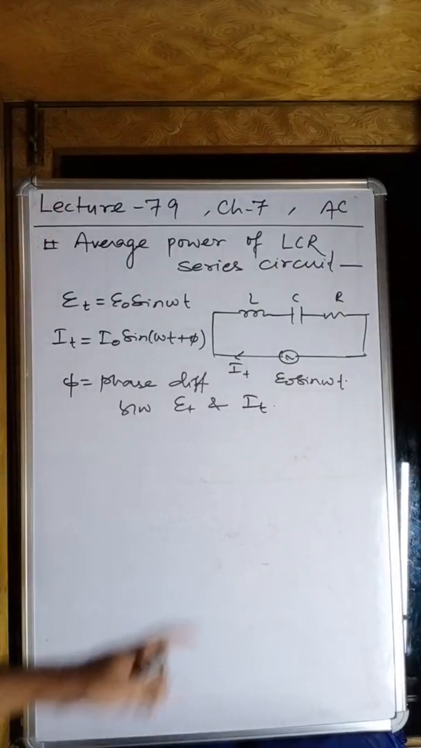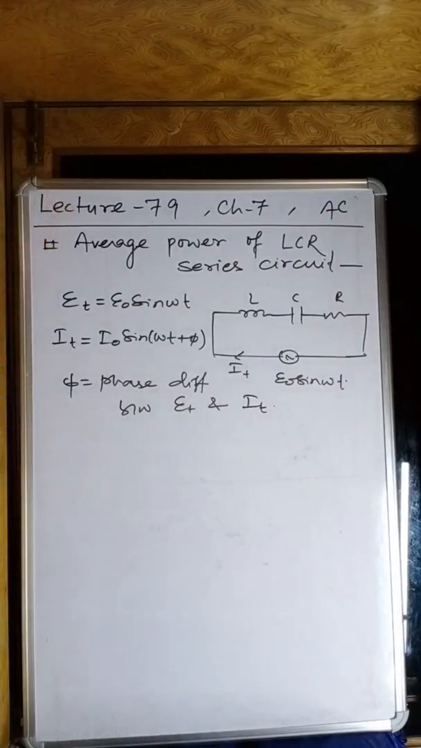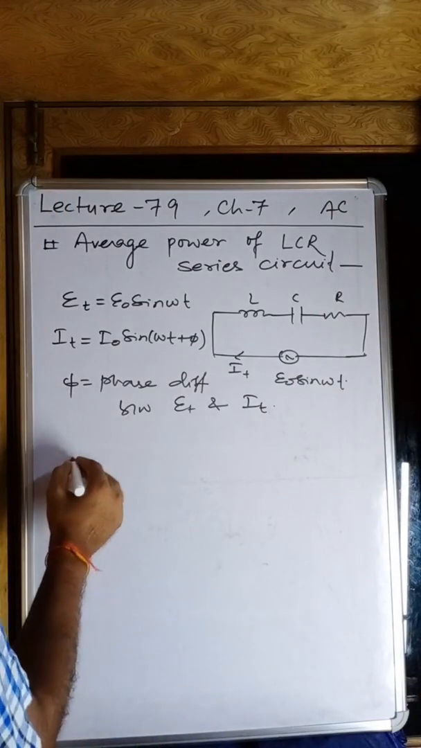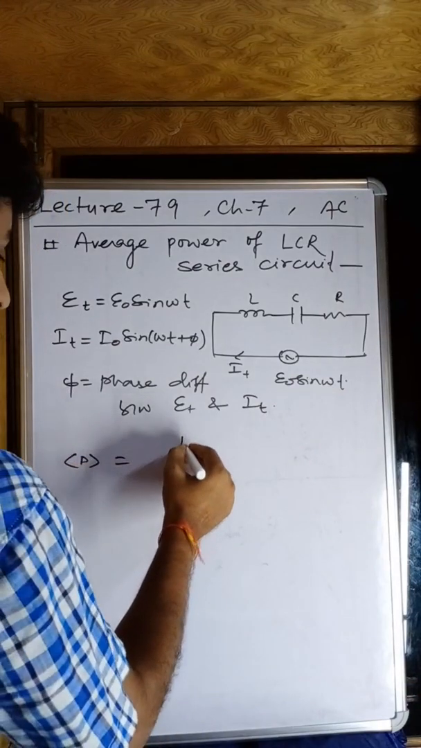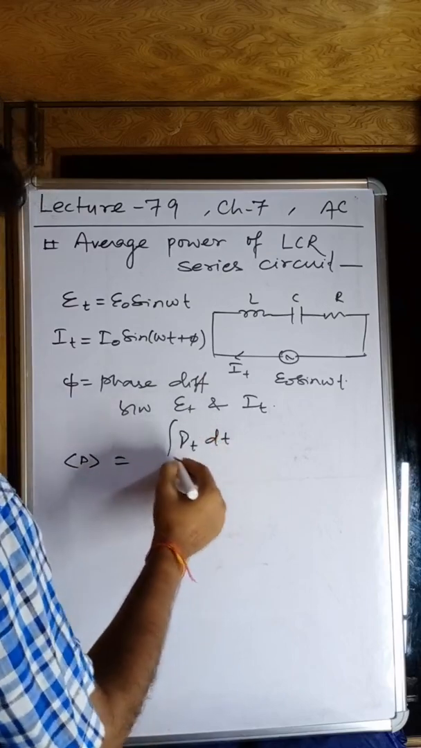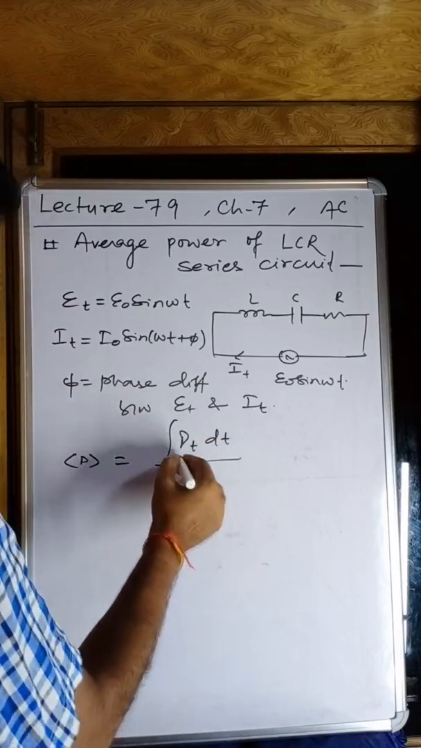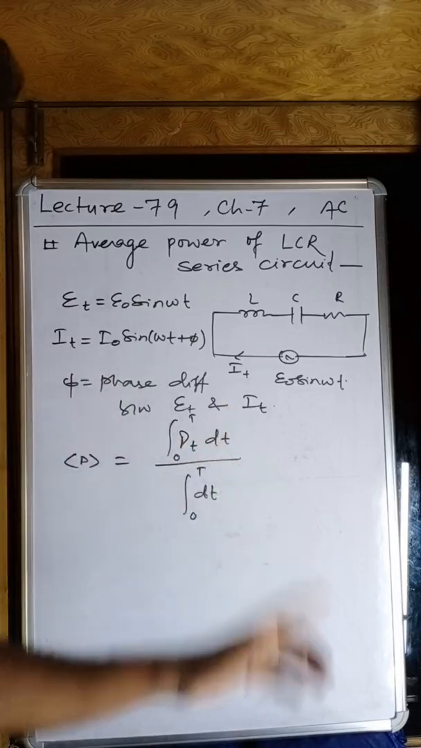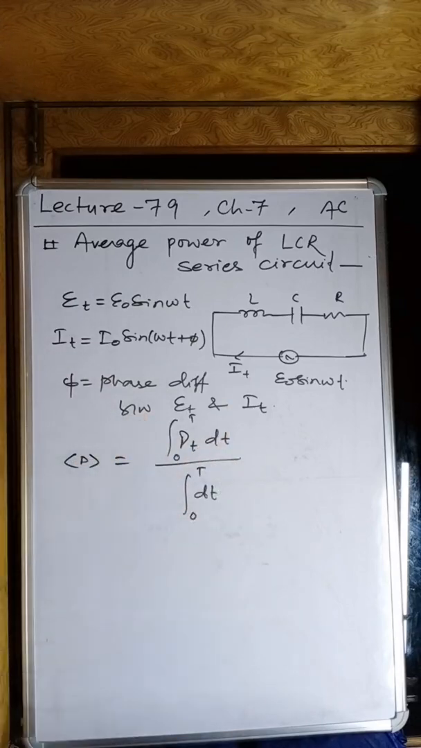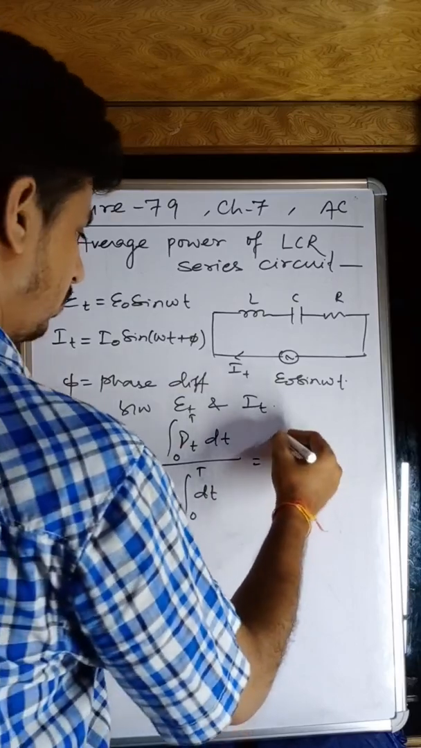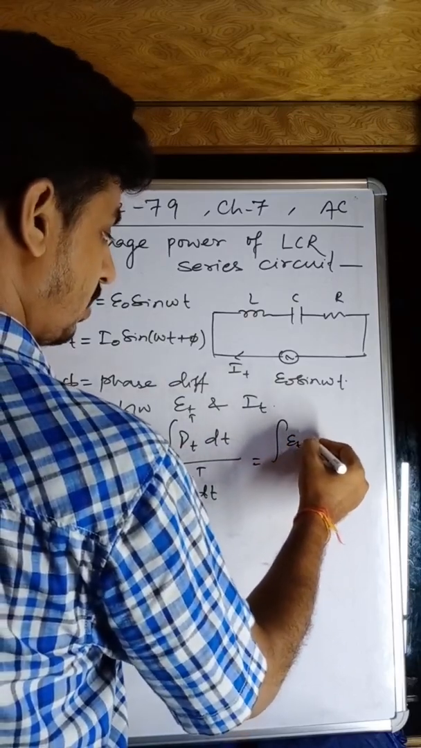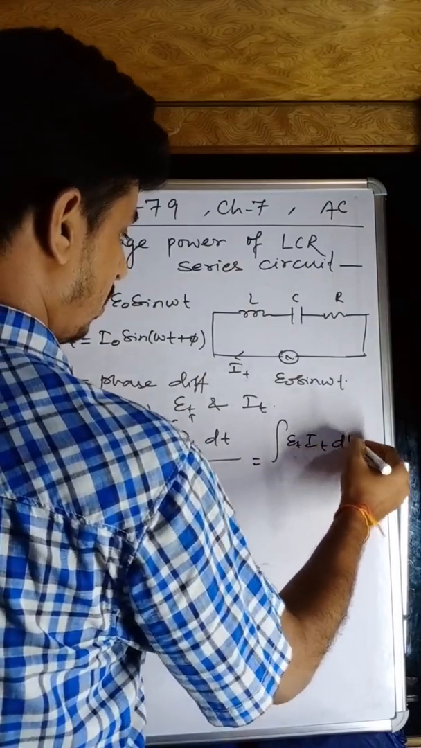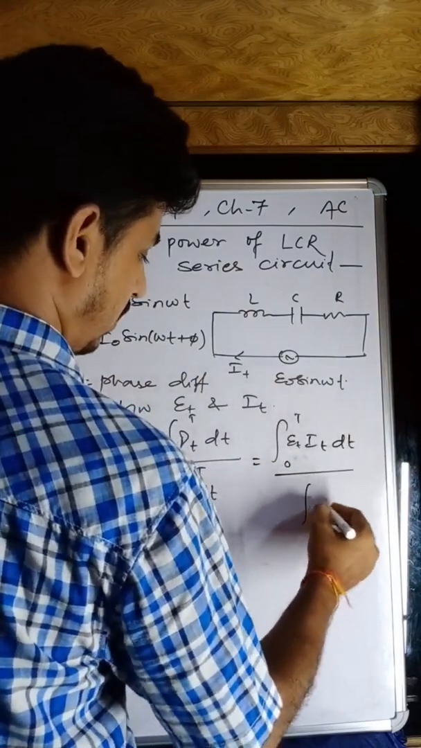My dear students, this is the net voltage, actually E t. We are going to find out the average power. We know the formula for the power: the integral of P t dt over T, for the full cycle, from 0 to T. Now we have the formula for this P t, which we know as E t into I t dt over T.